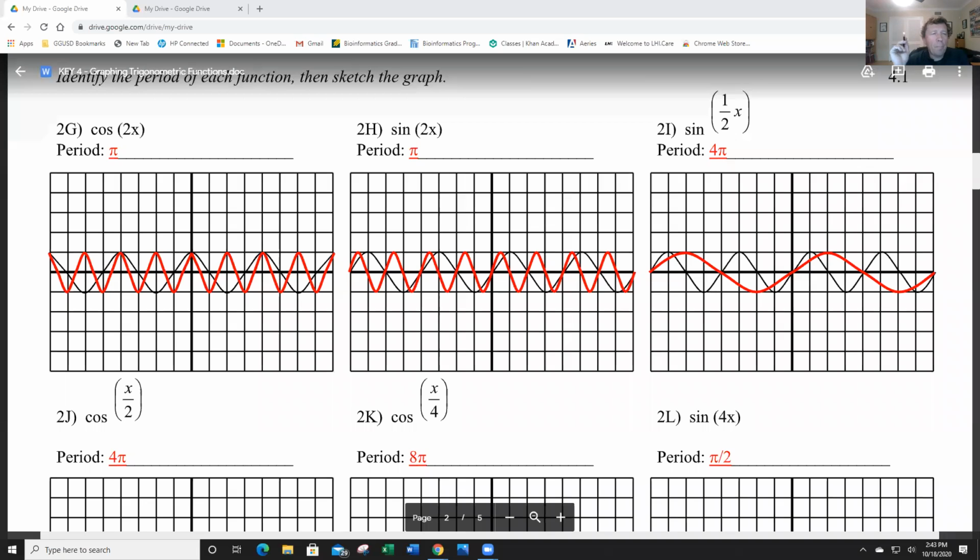We got identify the period of each function, then sketch the graph. No problem. The period is, in this case, now I'm changing the period. Look at this, the 2 here. Okay, so this is 2 pi divided by 2, and that equals pi. All right, so this is a compression. So this particular function is going to be tighter. The repeats are going to happen tighter. All right. So instead of 4 boxes, remember 4 boxes represented 2 pi. This is going to repeat itself in 2 boxes.